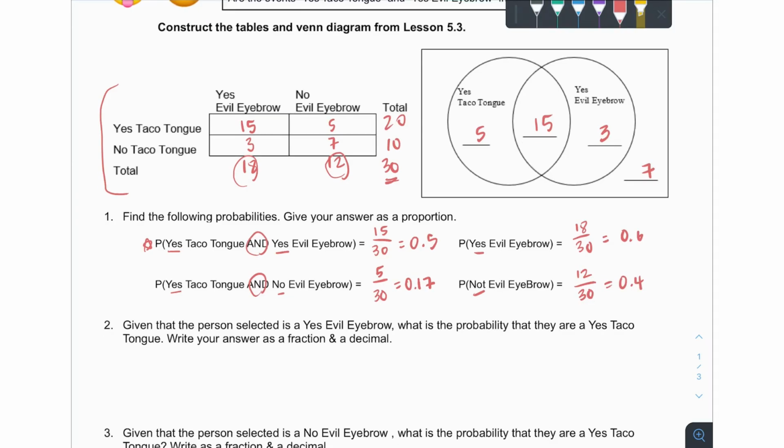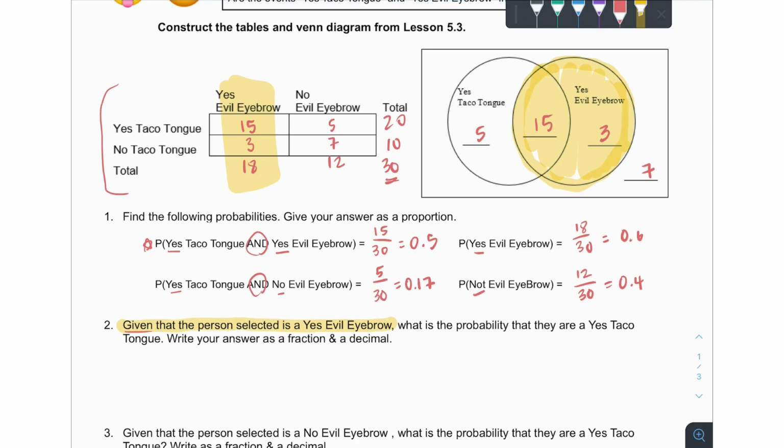On number 2, we are saying, given that the person selected is a yes evil eyebrow. What given means is that we are no longer talking about the total number of people in the class. We are now only talking about this subgroup of people that is given. So given that the person is yes evil eyebrow means I am only looking at this column. In the Venn diagram, that means I'm only talking about the circle of people who were a yes evil eyebrow. Those are the only people that I care about.